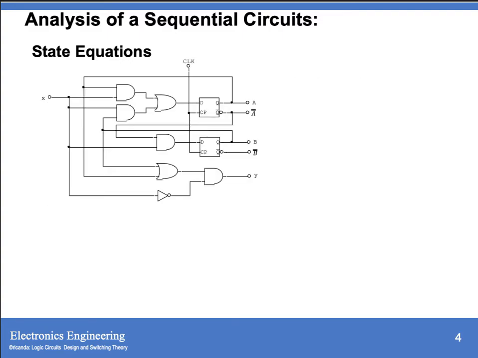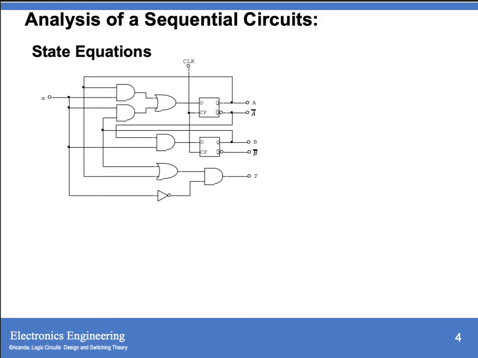So this is our sequential circuit example with two D latches. The first latch is designated as latch A, and the second D latch is designated as B. The first thing we are going to do is to determine the state equation. It is an equation that goes to the input of your latches. So for the first D latch, we have to get the equation of this input, and for the second D latch, we also have to get the equation of its input.